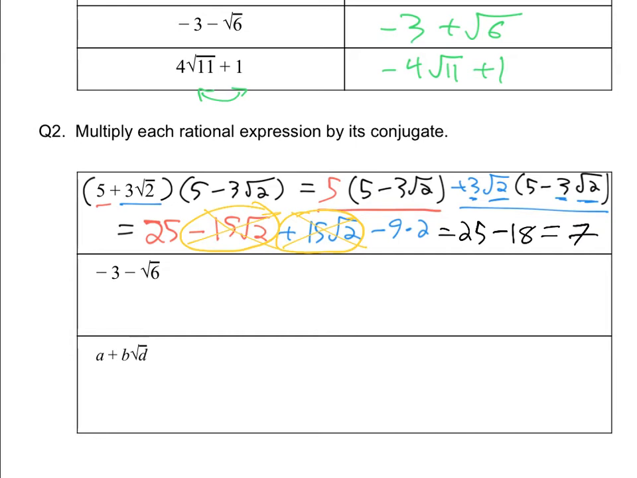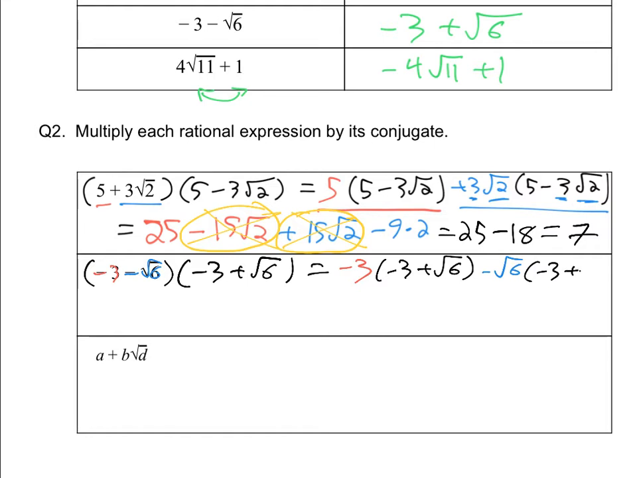Let's take a look at the second expression. Let's multiply it by its conjugate. So this is negative 3 minus root 6 times negative 3 plus root 6. So what does that give us? So we have negative 3 times negative 3 plus root 6. And then we have negative root 6, once again, times negative 3 plus root 6.